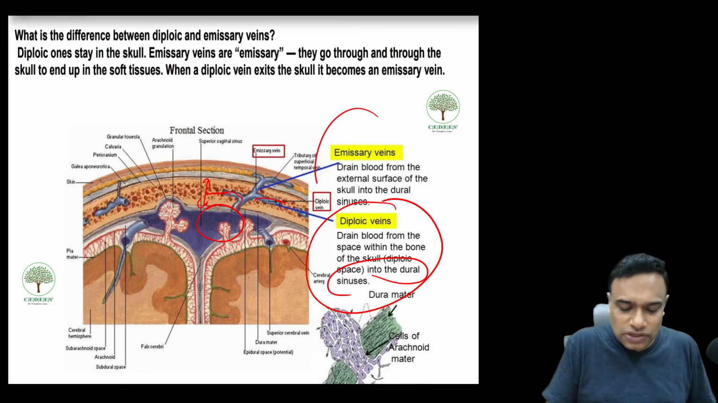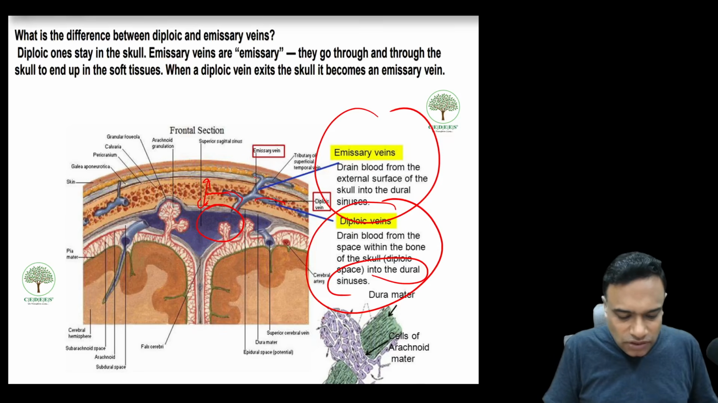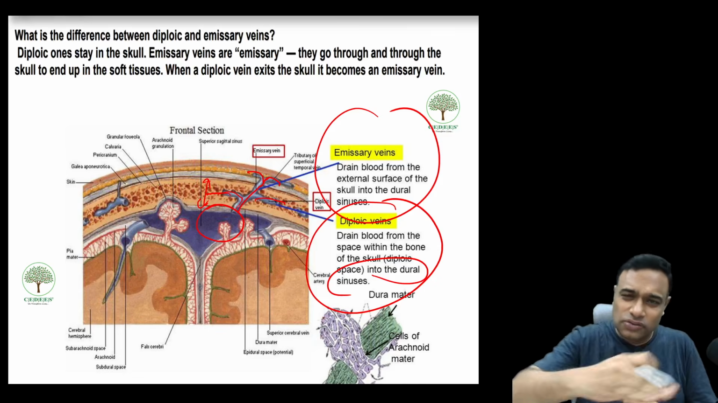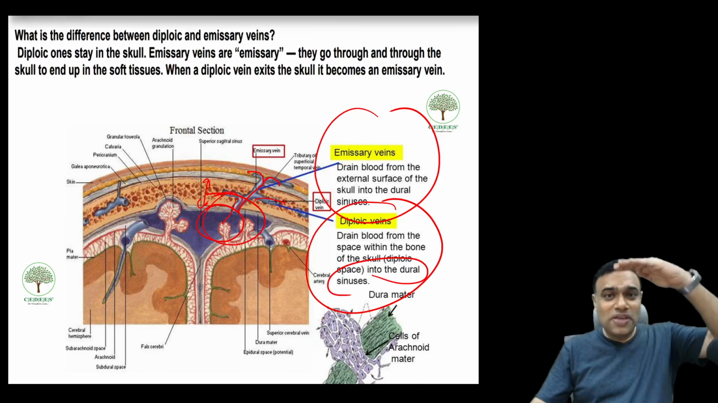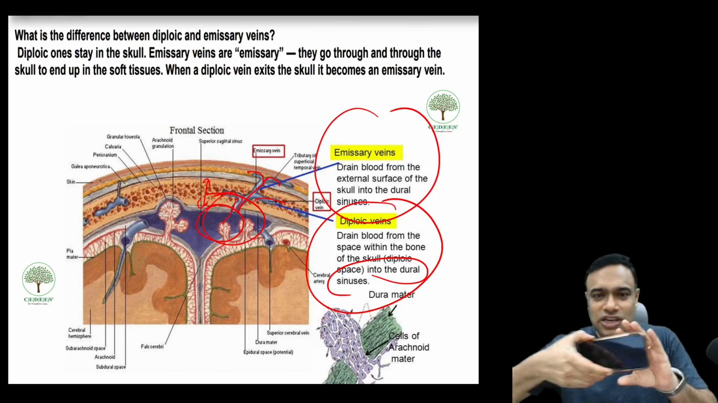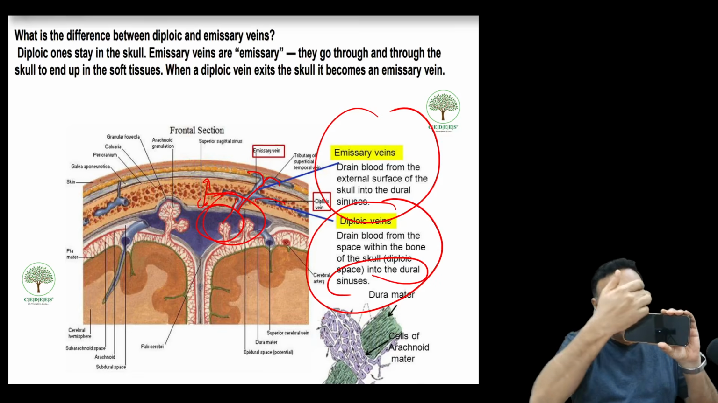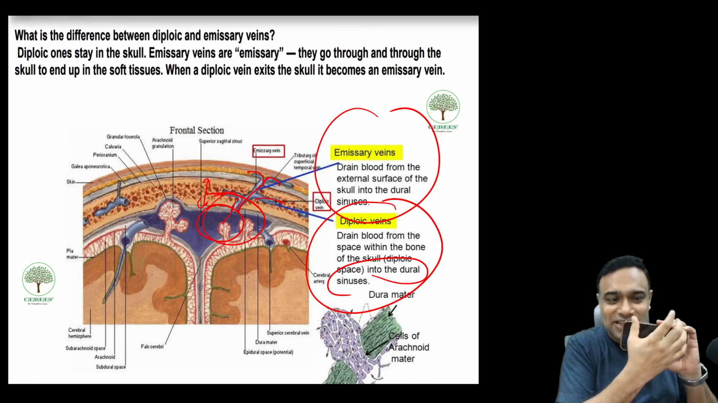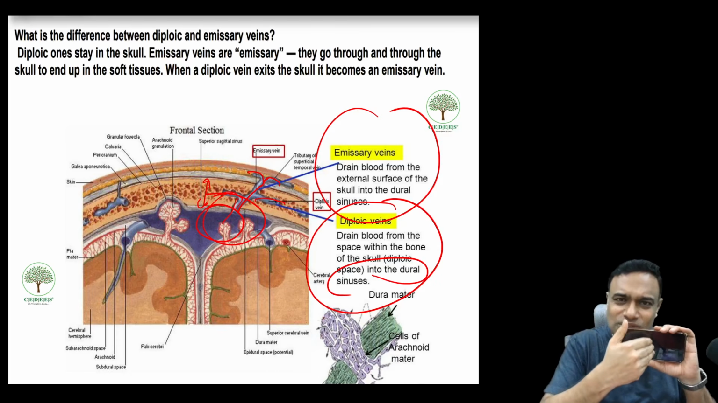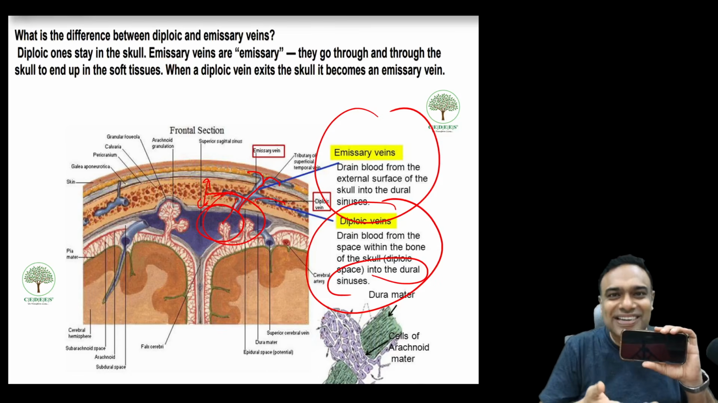And the other one, of course, is your emissary veins. Now, if you look at the emissary veins, from the outside, it comes straight inside, it penetrates through the bone, and then it comes into your intracranial venous sinuses. So from the outside, it goes through everything, through your loose areolar tissue, that's where they're majorly located, penetrates across the bone and then goes into the intracranial venous sinuses.